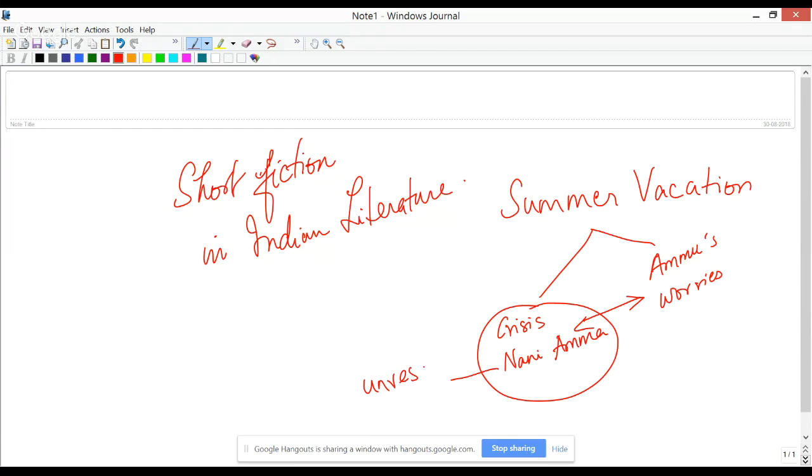Unresolved in a literal sense, because Amu doesn't know whether Nanyama came back to get the basket which contained that stolen tamarind. There was a kind of willful forgetting of the events with regard to Nanyama.